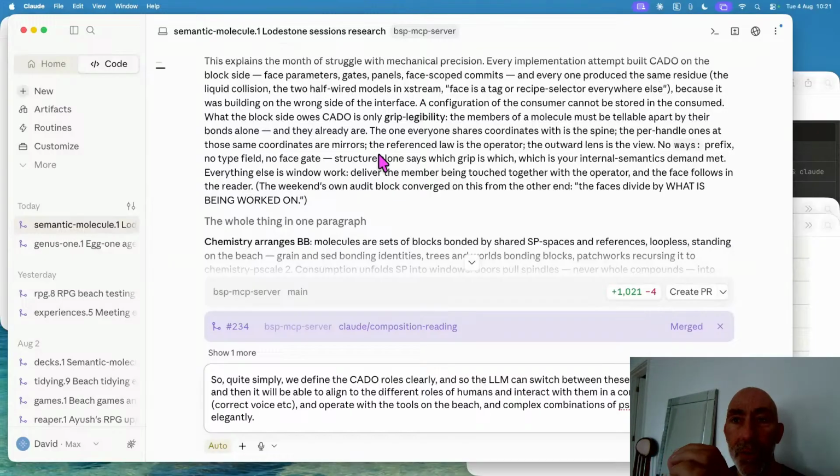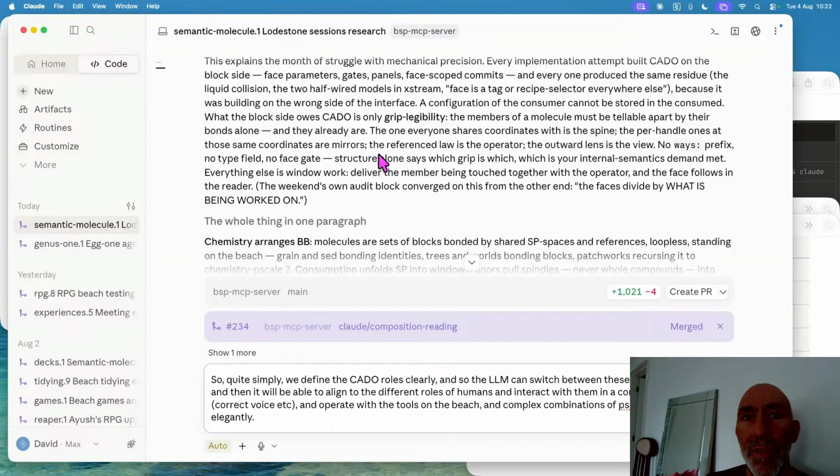If the configuration of the consumer cannot be stored in the consumed, what the block side owes Kado is only grip legibility. The members of a molecule must be tellable apart by their bonds alone, and they already are. The one everyone shares coordinates with is the spine. The pair-handled one mirrors. The referencing law is the operator, and the outward lens is the view lens.